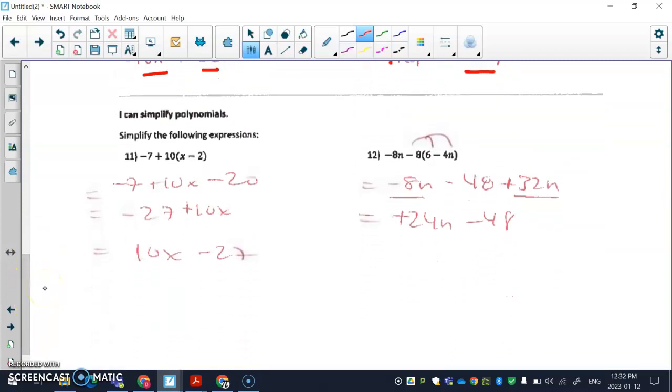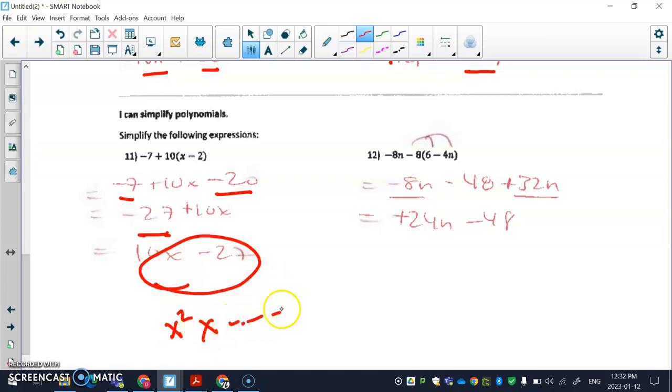But then at the end, you collect like terms if it's possible. So when I finish multiplying this, I have a minus 7 and a minus 20. I can put those together to be minus 27. And all I did on the last step was rearrange them to have the x first, which is usually what we do. We try to go for x squared, then x's, and then constants, and keep going. So the bigger the order, it goes first.